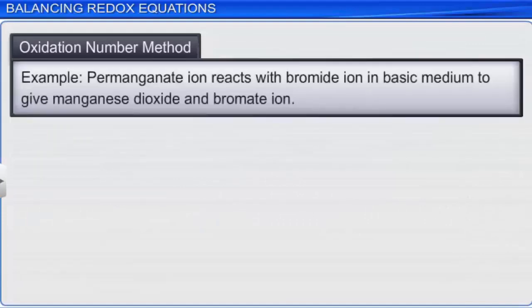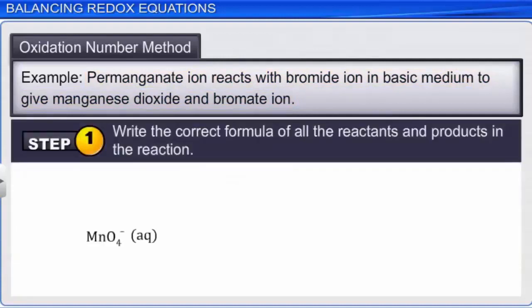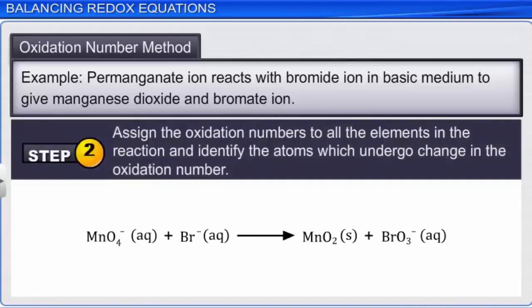In this reaction, permanganate ion reacts with bromide ion in basic medium to give manganese dioxide and bromate ion. In the first step, write down the correct formula of all the reactants and products in the reaction. The second step involves assigning the oxidation numbers to all the elements in the reaction and also identifying the atoms which undergo change in the oxidation number.